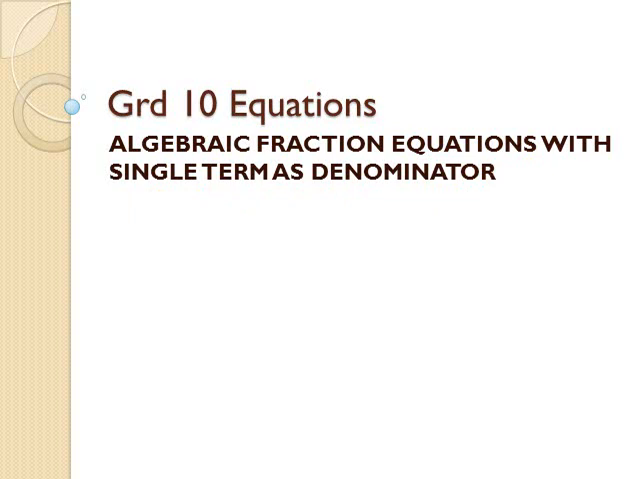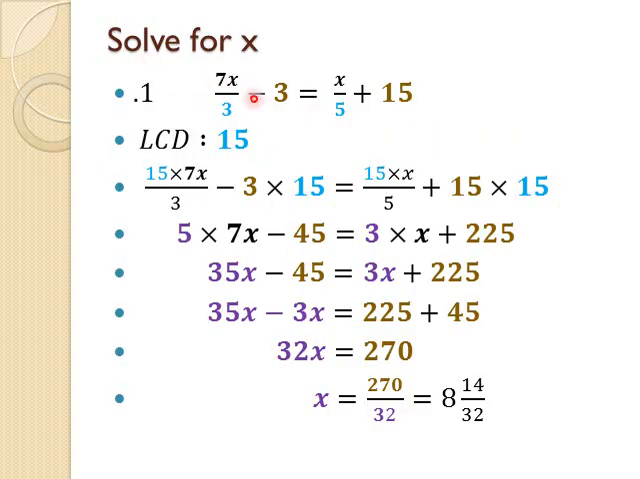This lesson, grade 10 equations, we'll be looking at algebraic fraction equations, but they have a single term as a denominator. Right, so in problem 1, the question generally reads, solve for x. So they give me 7x over 3 minus 3 equal x over 5 plus 15.